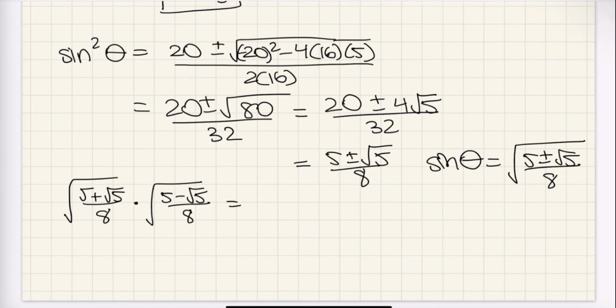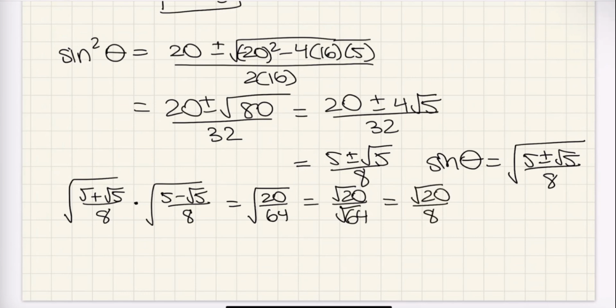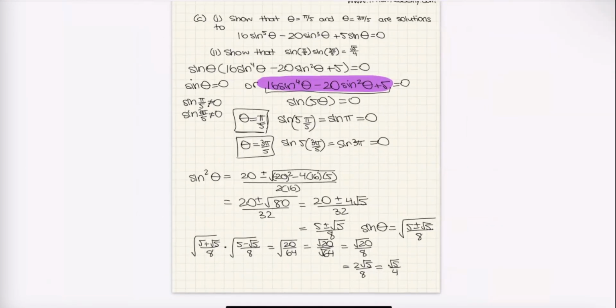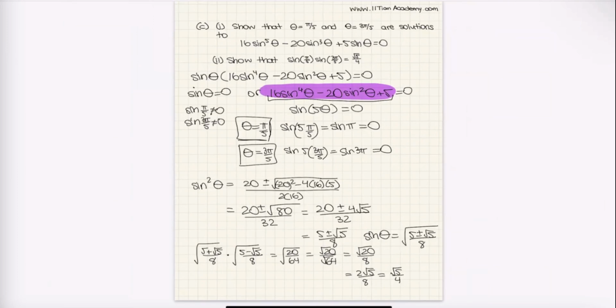That is going to give us root 20 over 64, which is the same as root 20 over root 64, which is root 20 over 8. Now, if we remember that 5 times 4 is 20, that means root 20 is the same as 2 root 5, so 2 root 5 over 8, which is the same as root 5 over 4 in the end. And now we have shown that sine pi over 5 times sine 3 pi over 5 is equal to root 5 over 4.